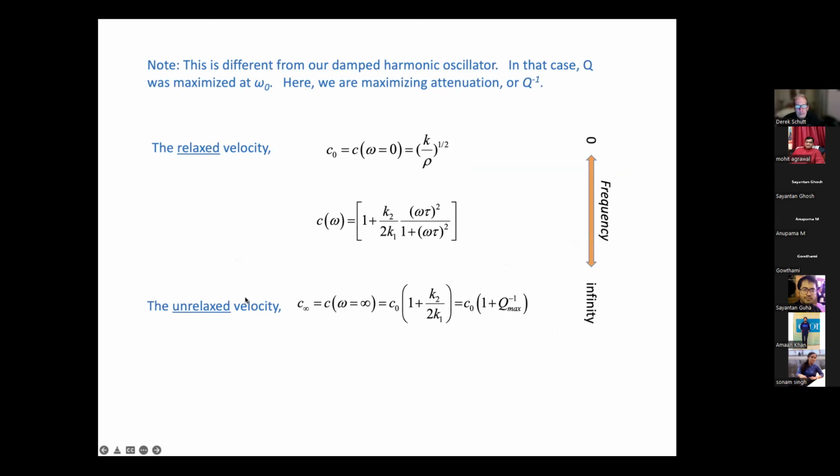So the relaxed velocity is the square root of the spring constant over the density. The unrelaxed velocity is 1 plus K2 over 2K1 times the relaxed velocity.